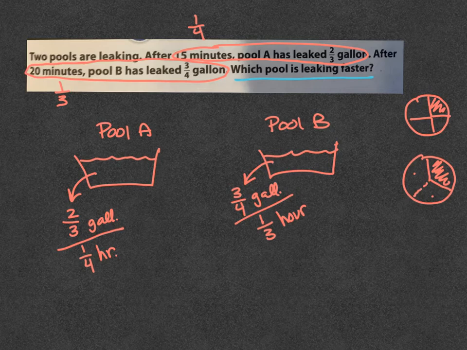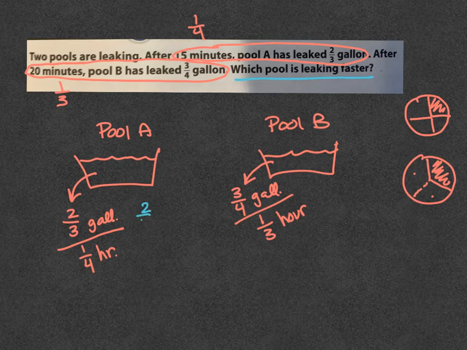Okay, so they want me to compare them, which one's leaking faster. It's hard to tell because this is in different increments than that one. So it'd be easy if I could find their unit rate and find out how much they're leaking over a full hour. So here's what I'll do, I'll go ahead and find their unit rate and do 2/3 divided by 1/4 to see how much pool A leaks in an hour. And I'll do the same, 3/4 divided by 1/3 to find out how much pool B leaks in an hour. Then I'll know who's leaking faster.